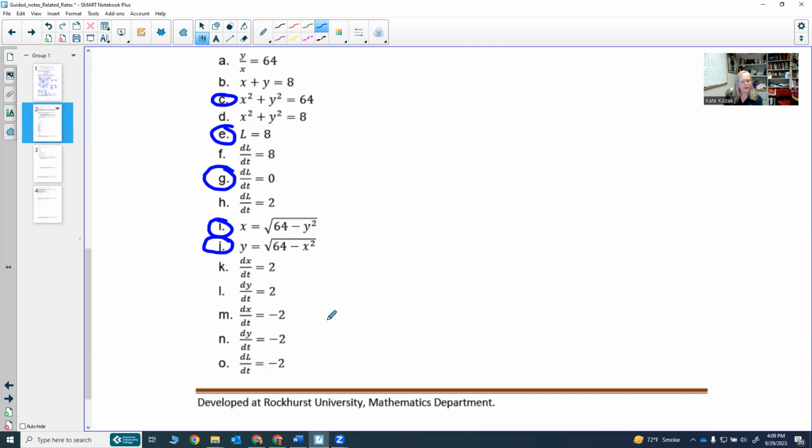N is dy dt equals negative 2, and that is actually what's happening. The height is changing, and it's decreasing, so that's why it's negative. O is dL dt equal to negative 2, and again, the length is not changing.